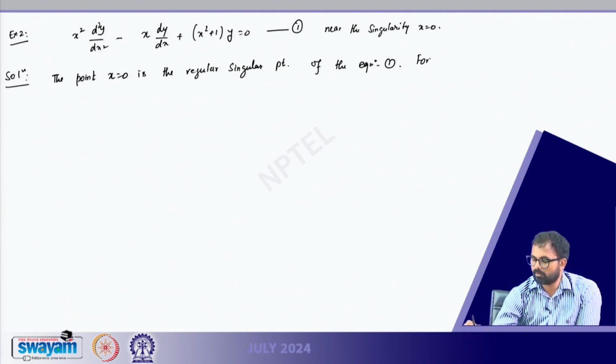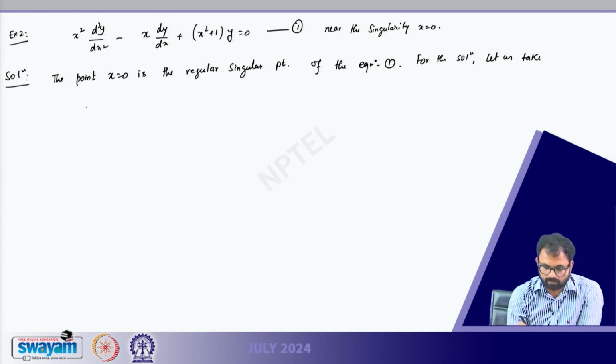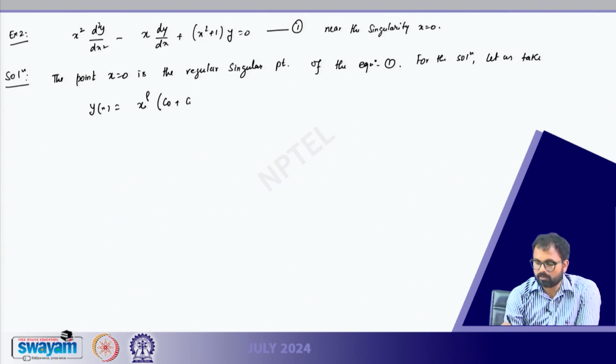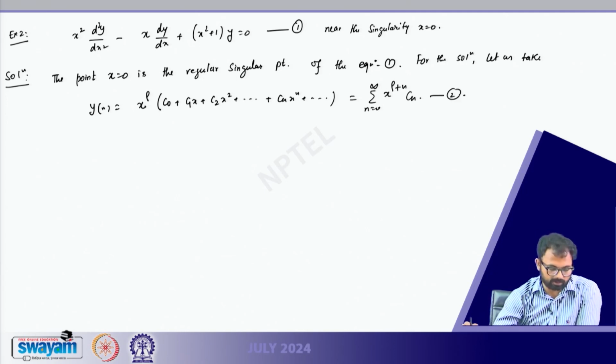Now, for the solution, let us take y x equals to x to the power rho times c0 plus c1x plus c2x square, up to cn xn, cn does not matter. So, this is basically summation n running from 0 to infinity x to the power rho plus n into cn, right. Let us call it as equation number 2.